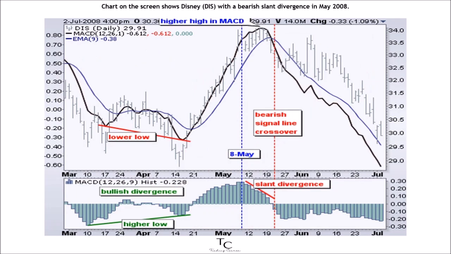The chart on the screen shows Disney, DIS, with a bearish slant divergence in May 2008. Notice how MACD continued to a new high on 16 May, but the MACD histogram peaked on 8 May and formed a slant divergence. The advance in MACD was losing momentum and the indicator moved below its signal line to foreshadow a sharp decline in the stock. This chart also shows a nice bullish divergence in March to April.